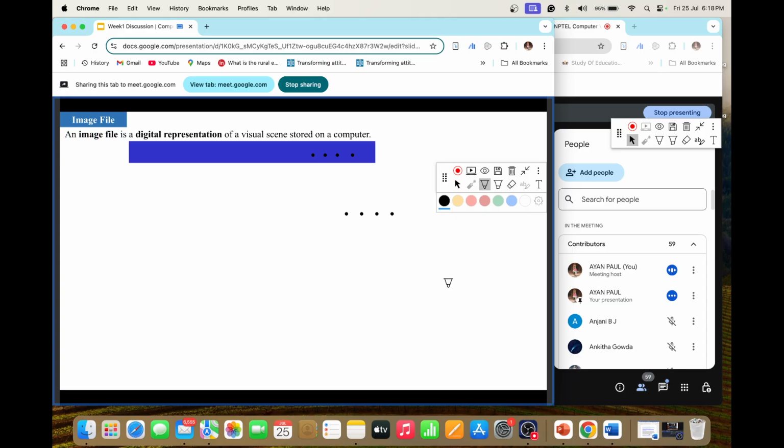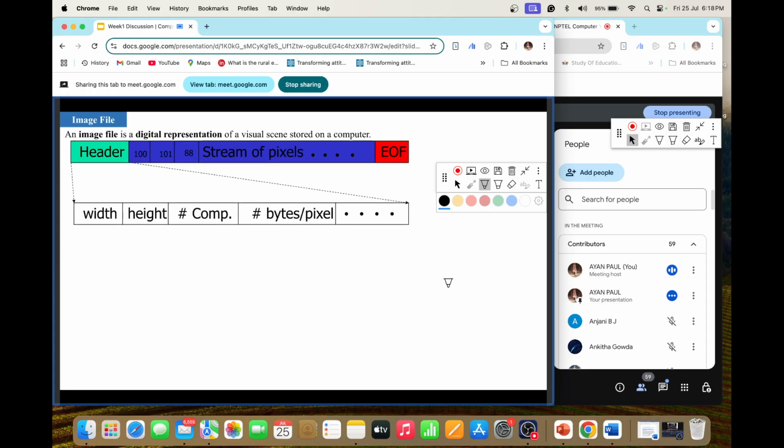Yeah, so now image file. We have discussed image. Now, how is an image stored in a computer? An image file is a digital representation of the visual scene stored in the computer.